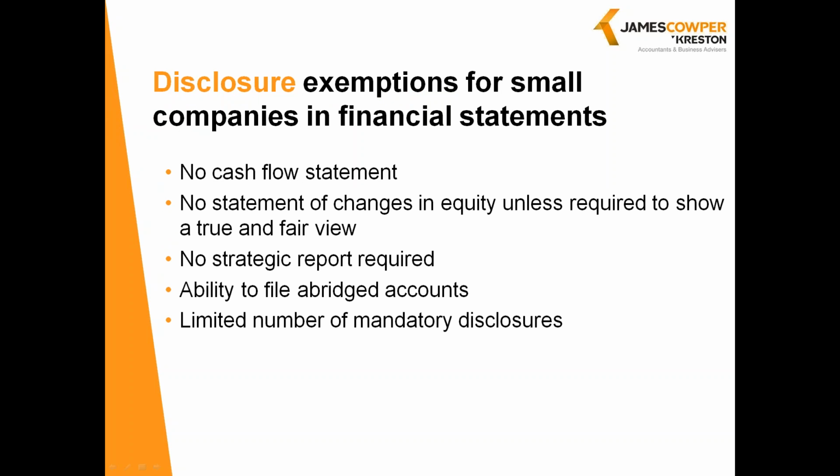Luckily, as Alex touched on earlier, there are some disclosure exemptions for small companies, and there is a much shortened list of mandatory disclosures. The key things that small companies don't need to do: they are not required to prepare a cash flow statement. They're not required to present a statement of changes in equity, which details movements from last year's reserves to this year's reserves, unless the directors believe that's required to show a true and fair view. There's no requirement to prepare a strategic report and talk about the performance of the business. There's an ability to file what are now called abridged accounts with Companies House, and as Alex touched on, a limited number of mandatory disclosures.